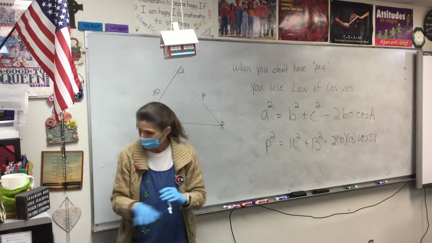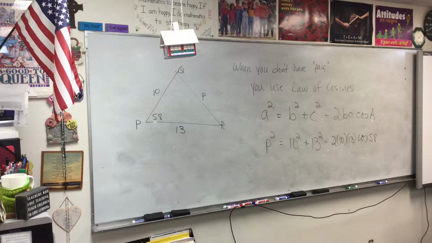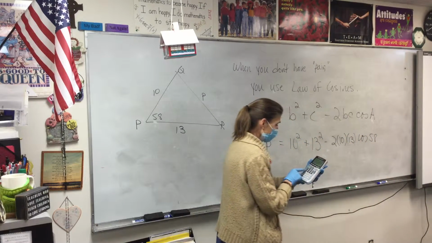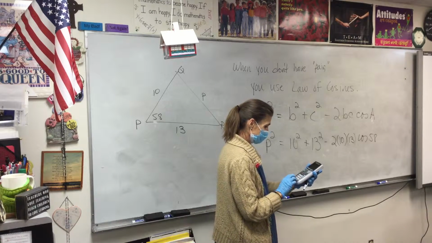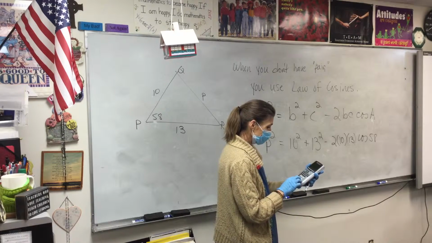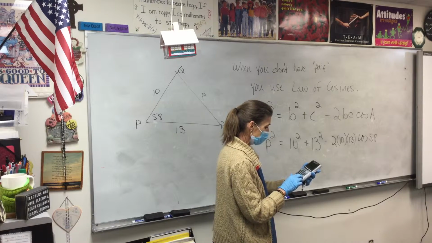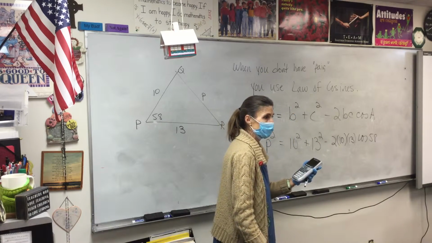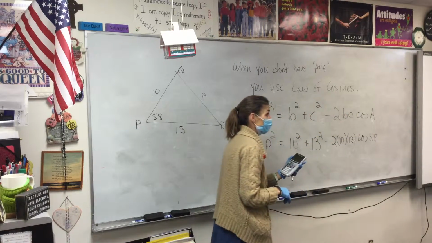Let's type this in on our calculators. Everybody, let's see what we come up with. So here's how you type it in. 10 squared. Does everybody see your squared button? Everybody knows what your squared button is? So just type 10 squared plus 13 squared minus 2 times 10 times 13 times cosine 58 equals. Notice I typed it in exactly like I wrote it, and then I hit equals when I was done.